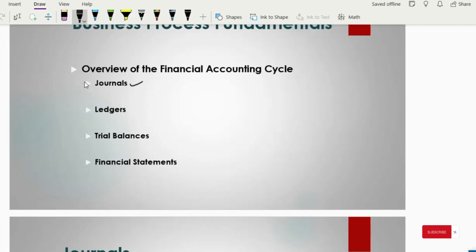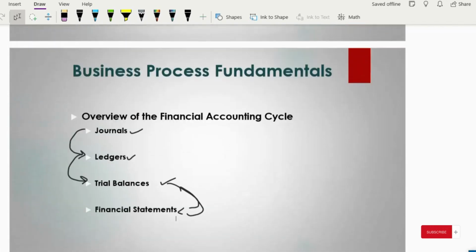Moving on to the posting of those events to the relevant ledger accounts. In financial accounting we discuss in more detail what journals and ledgers are. Then from these ledgers we prepare the trial balance, and the trial balance is the base for preparation of the financial statements for the companies. So let's talk about what a general journal is.